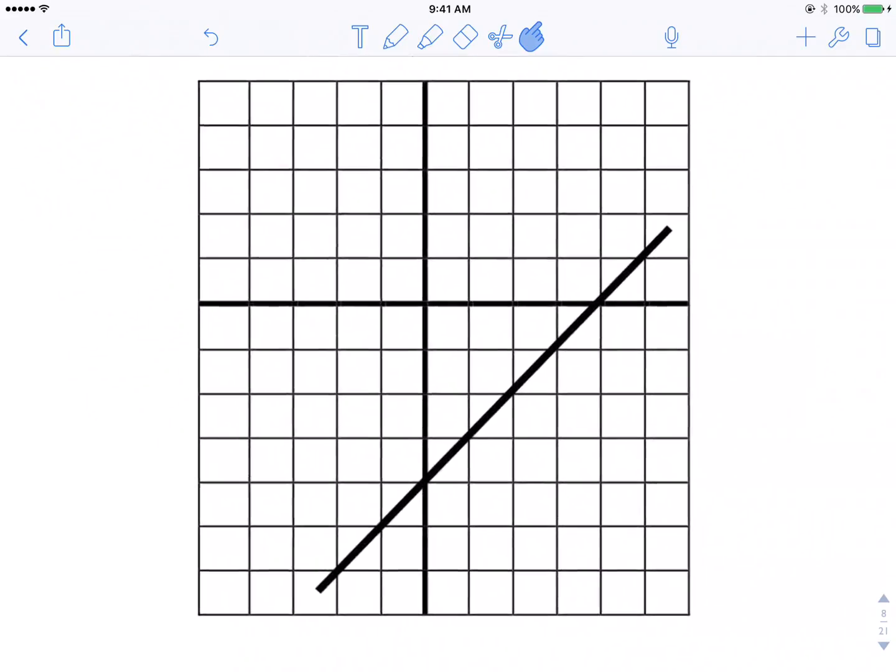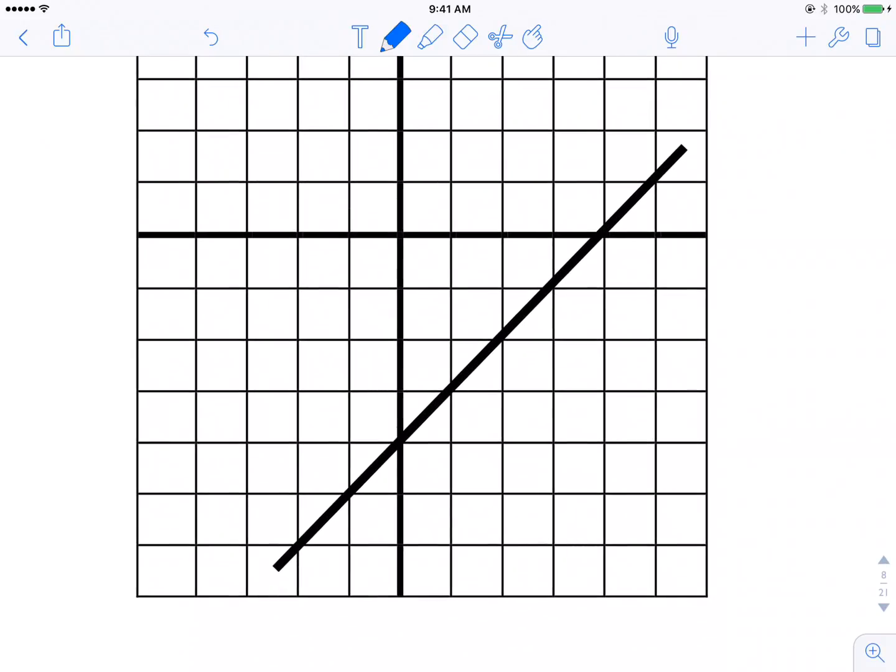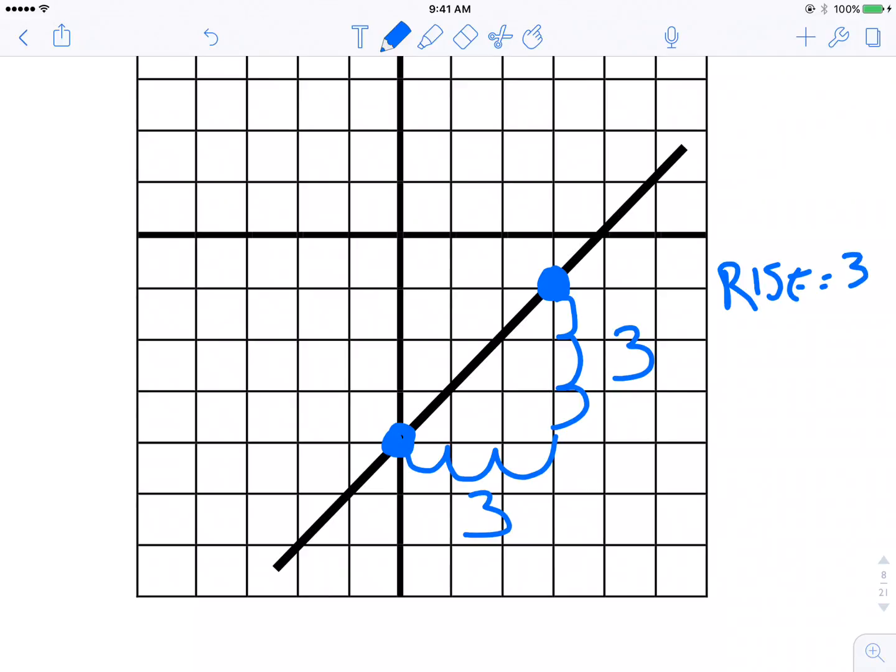So here's our graph. A couple of things I do straight away is I look to see what the slope of my line is. I pick 2 points, 2 good points. I got lots of good points to choose from. I'm going to choose, let's say, this one and this one. I'm going to count my slope. 1, 2, 3. 1, 2, 3. So I have a rise of 3 and a run of 3. So my slope is 3 over 3, which is just 1.